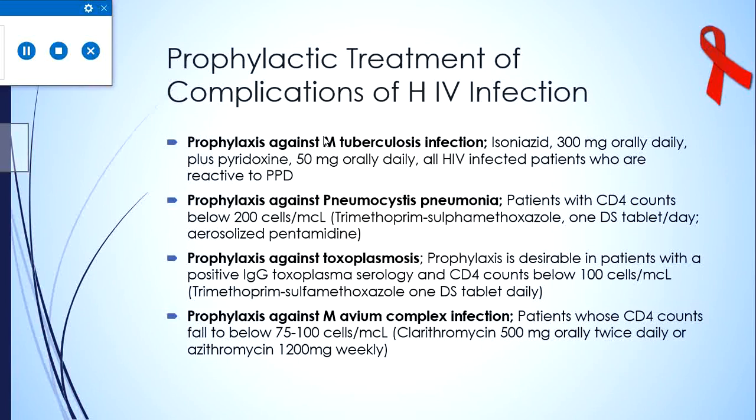And lastly, prophylaxis against Mycobacterium avium complex infection, and this is required once the CD4 positive cell count falls below 75 to 100 cells per microliter, and this is usually done by either clarithromycin 500 mg twice a day or azithromycin 1200 mg once a week.